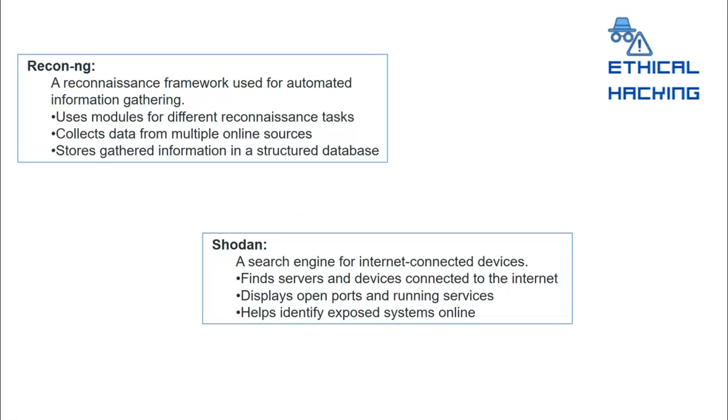Next tool is Recon-ng. This is a reconnaissance framework used for automated information gathering. It uses modules for different reconnaissance tasks, collects data from multiple online sources, and stores that gathered information in a structured database. Next tool is Shodan. This is a search engine for internet connected devices. It finds servers and devices connected to the internet and also displays the open ports and running services. It also helps to identify exposed systems online.